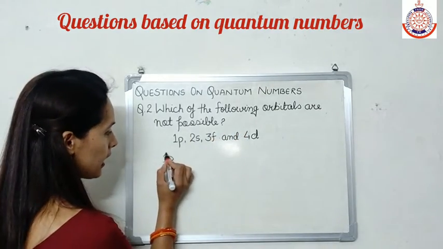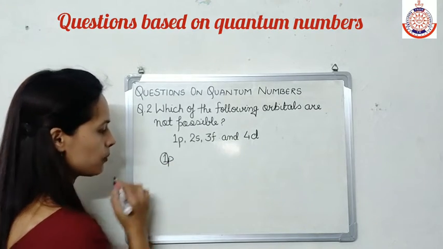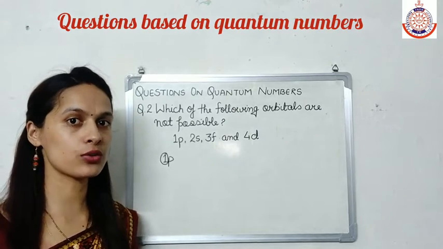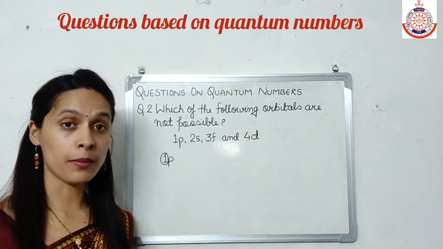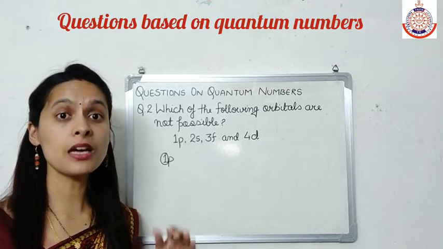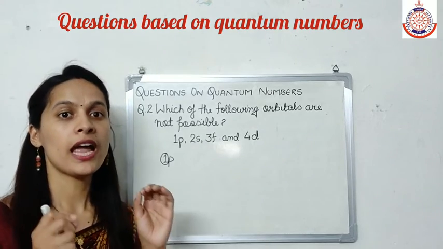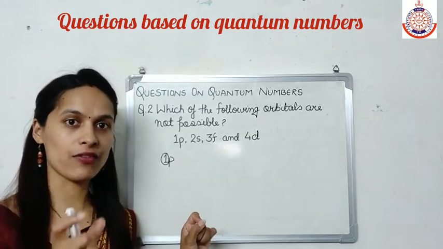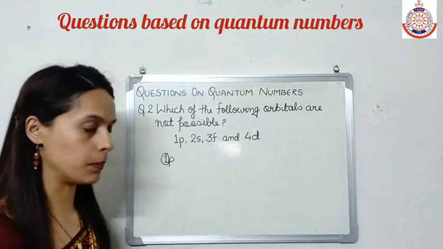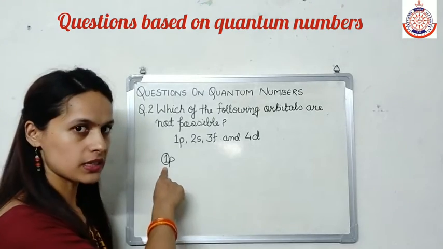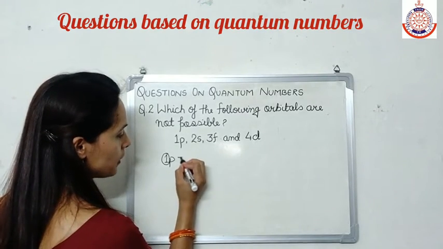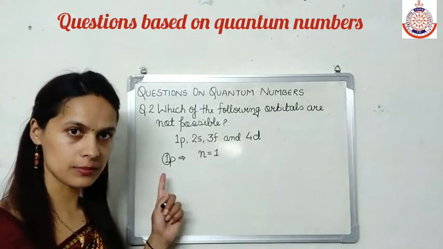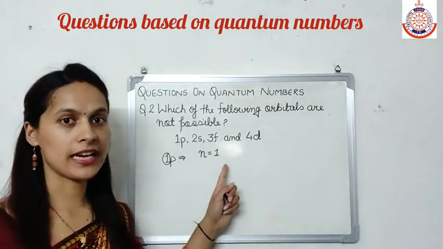Now, here, the principal quantum number is represented by this value. In an earlier question also, we got to know that the number of any particular orbit represents the principal quantum number, whereas the alphabet represents the azimuthal quantum number. So 1 is the principal quantum number, meaning for this particular orbital, the value of n is 1.